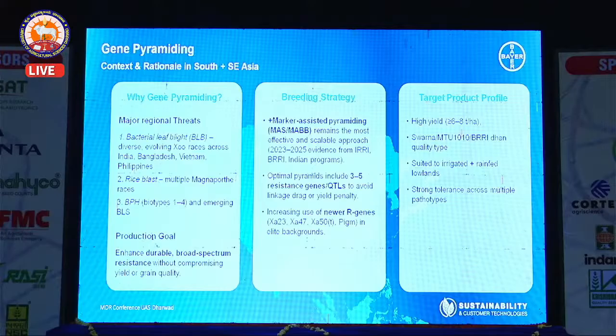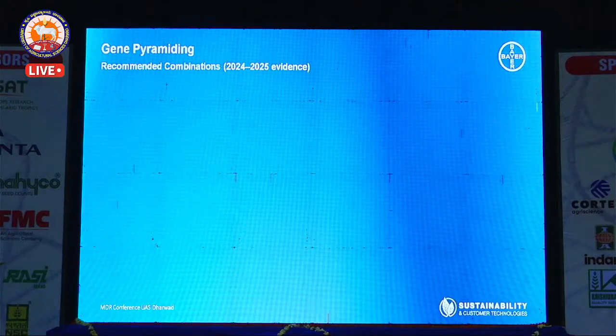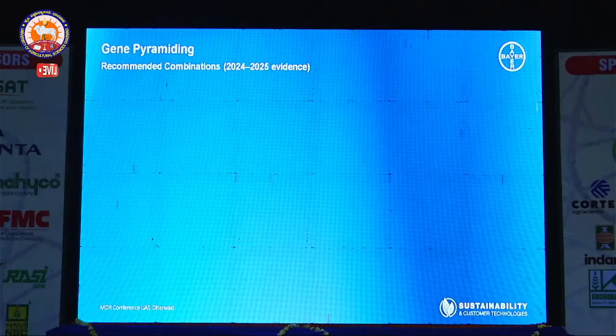Which is very evident from the ECRIP trials, where both public and private partners bring their products for testing, and we are seeing very good breeding products coming out of that. Gene pyramiding varieties for durable resistance to multiple biotic stresses.